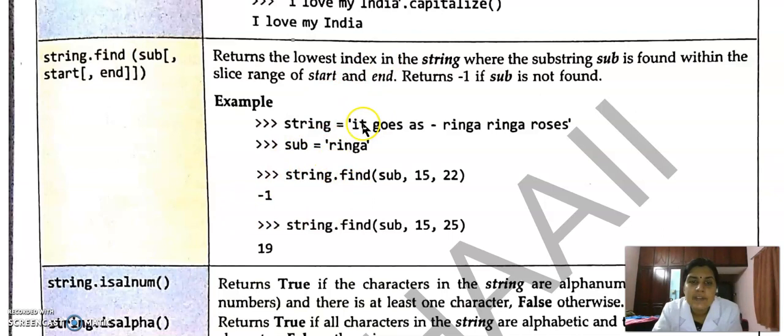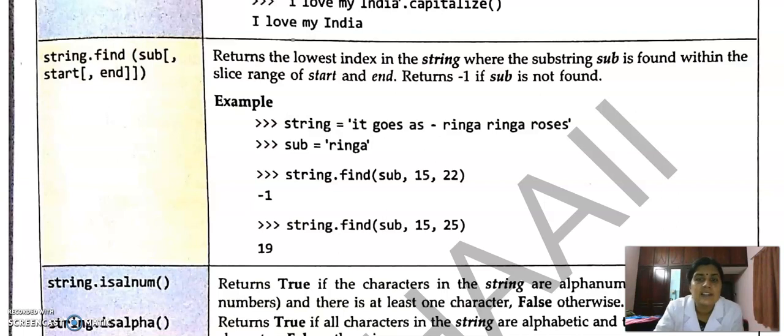We can find if this string contains this "ringa" word. That means string.find(sub, 15, 22), from 15 to 22. We are giving position from 15 to 22. Then minus 1 will be the output. What happens? 0, 1, 2, 3, 4, 5, 6, 7, 8, 9, 10, 11, 12, 13, 14, 15. From here we are searching. So "ringa" from 15 to 22, is it there?